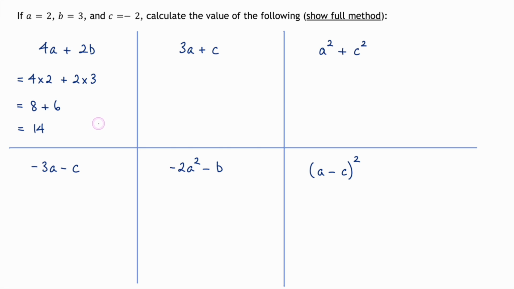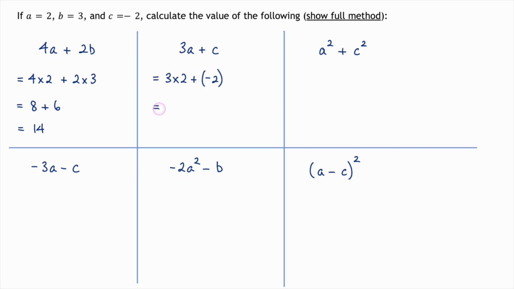On to this second question, and again, I'm going to perform the substitution step. I need to be careful here because this c value is actually negative. And what I like to do when I'm dealing with negatives, I always put them in brackets. So we've got 3a here, which means 3 multiplied by 2. I've then got this plus, and then I've got my c value, which is negative 2. I'm going to put that in brackets, so negative 2 like that.